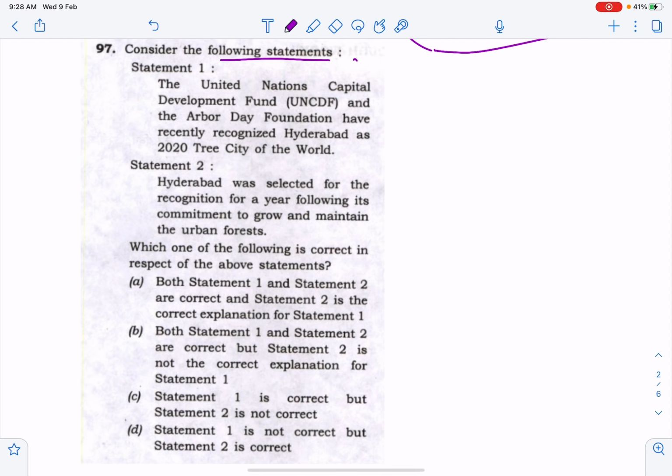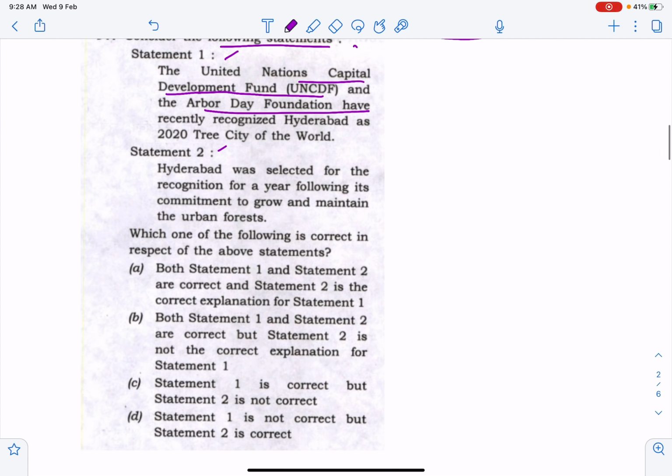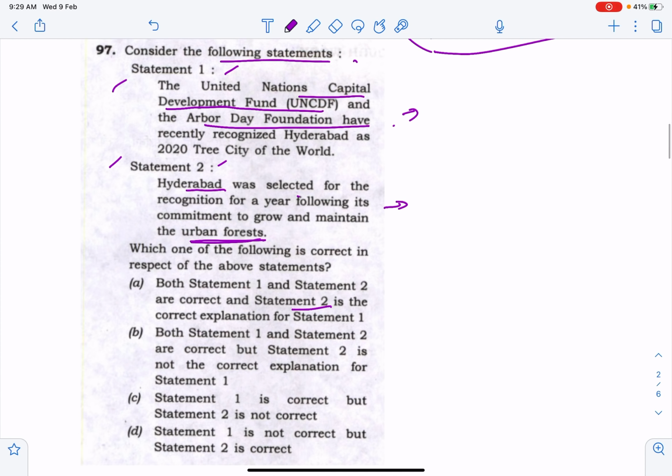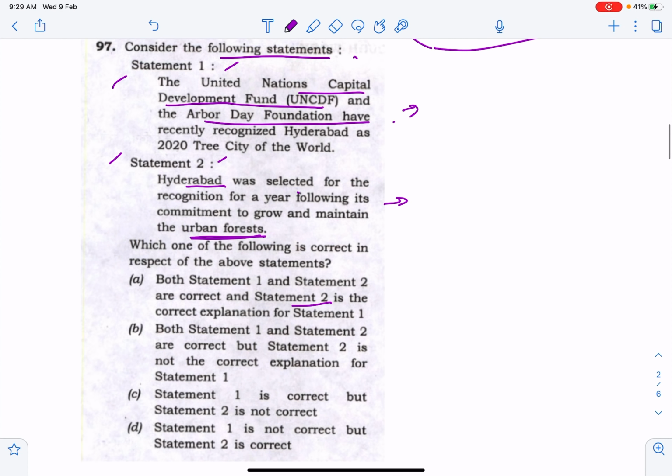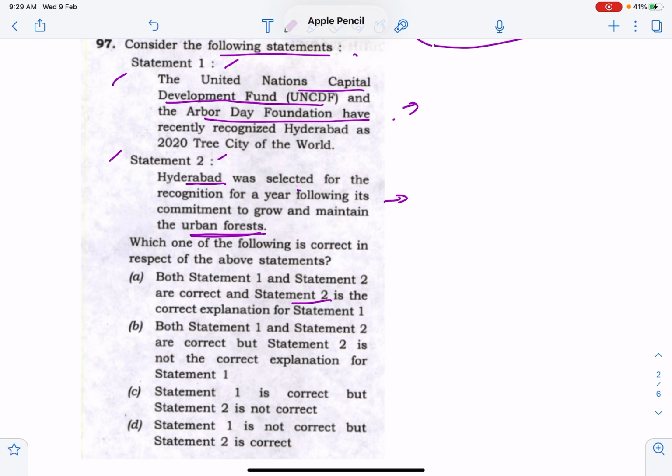Okay. Now this question is: Statement 1, that UNCDF, United Nations Capital Development Fund, and Arbor Day Foundation have recently recognized Hyderabad as 2022 Tree City of the World. एक ये statement हो गया. Statement 2: Hyderabad was selected for recognition for a year following its commitment to grow and maintain urban forests. So whether both the statements are correct or not, and whether statement 2 is the correct explanation. Meaning, because Hyderabad planted a lot of trees and maintained a lot of its urban forests, that's why it was recognized by UNCDF and Arbor Day Foundation as the Tree City of the World.